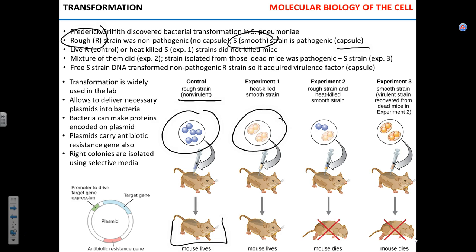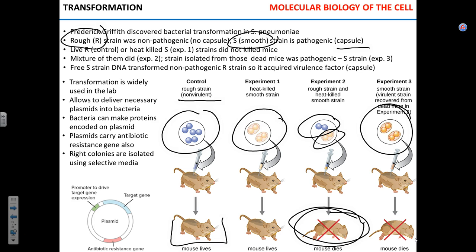Then he did a wonderful experiment. He mixed dead pathogenic bacteria and live non-pathogenic. Well, guess what? Mice died. So it looked like there was something in the pathogenic bacteria that, despite them being dead, this factor transformed the non-pathogenic one into a killer. And Griffith was able to isolate strep pneumonia from mice that succumbed to this infection and inoculate that freshly isolated strep into the mice, and it killed them also. Essentially, he was following Koch's postulates. Make sense?